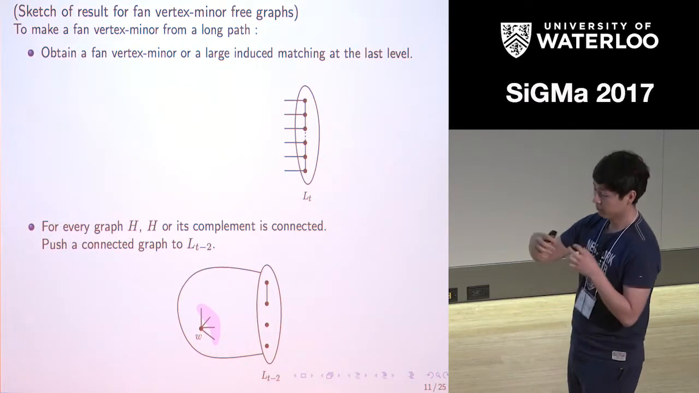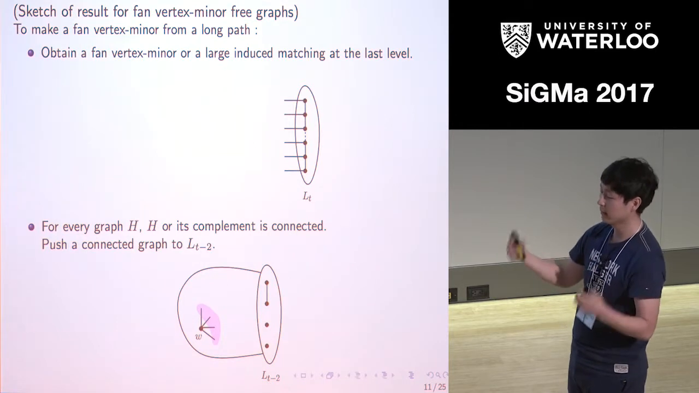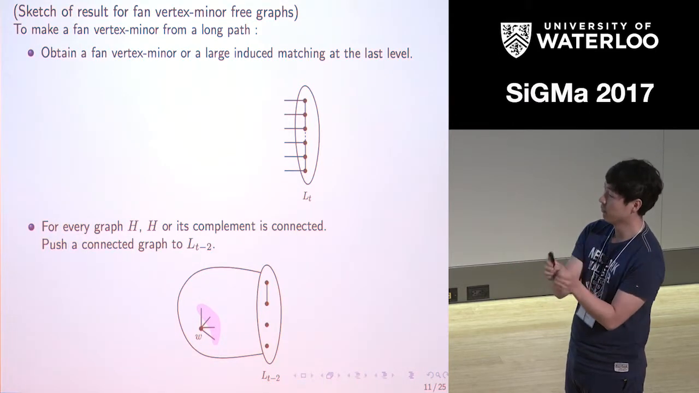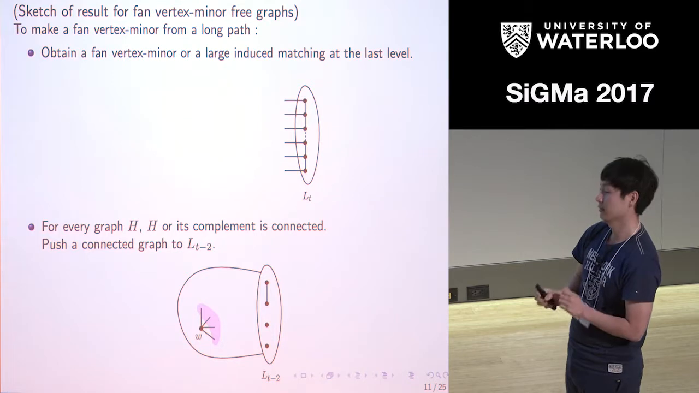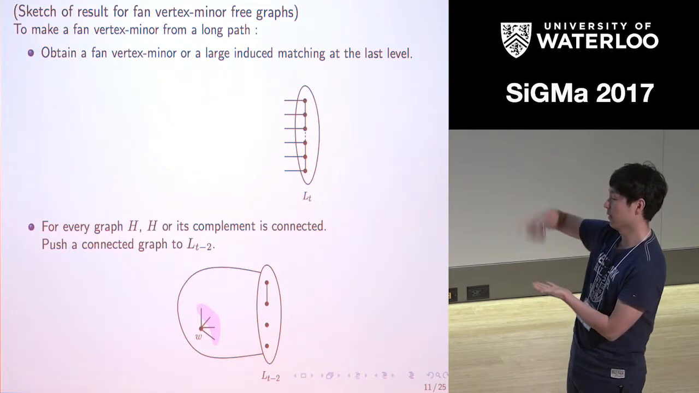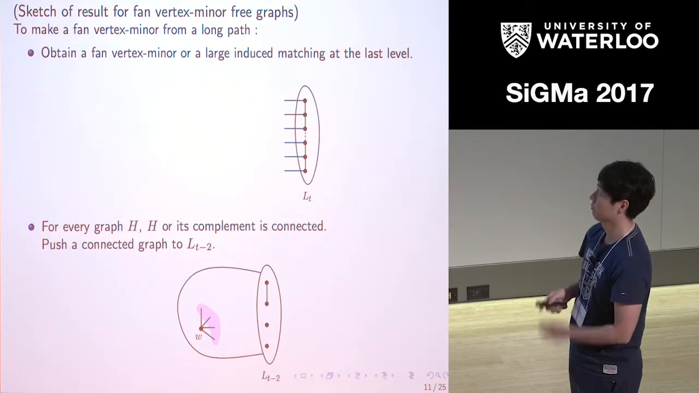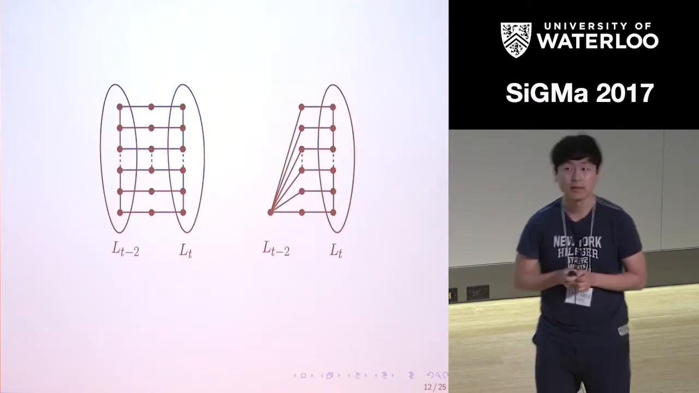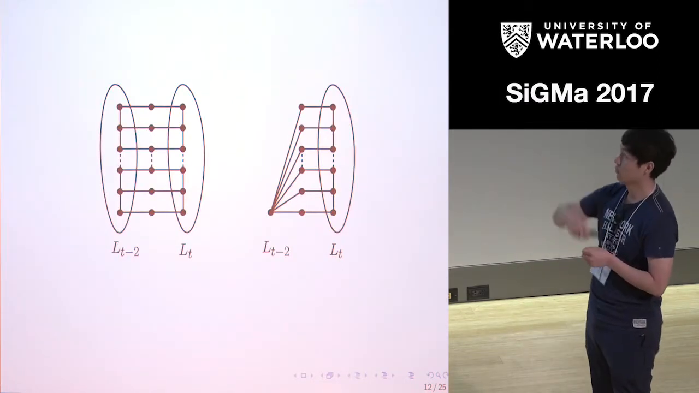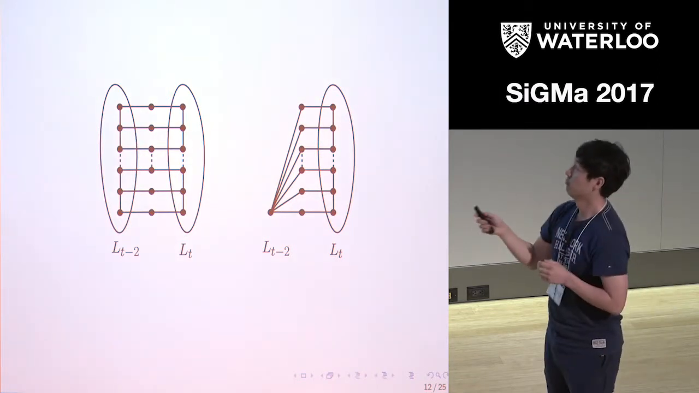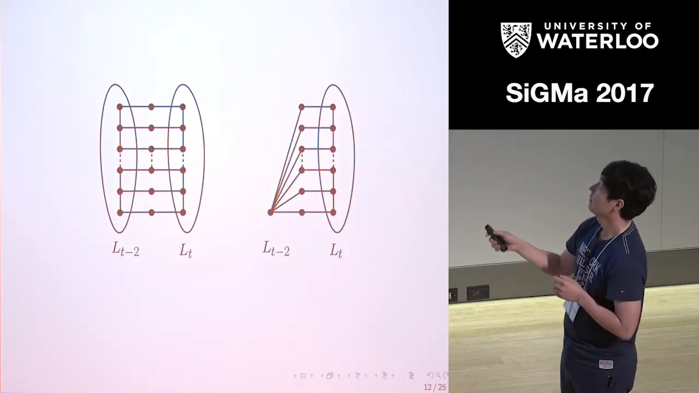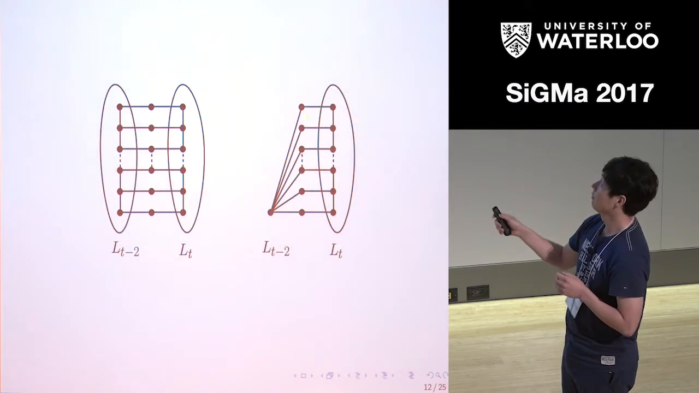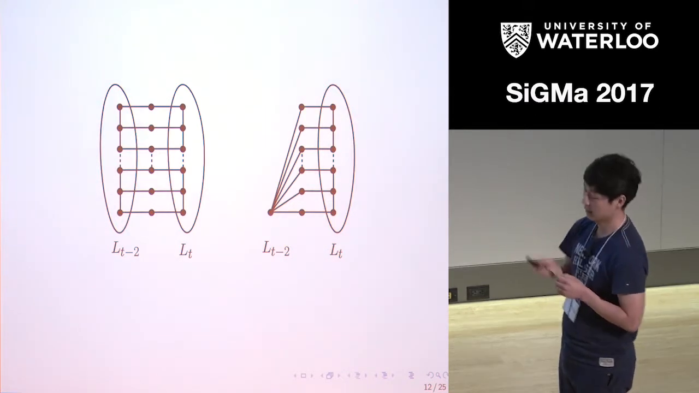Then, preserving the connectedness of this graph, you can remove every vertex on the outside. And then you end up with some connected subgraph of L_{t-2}. And then you do some Ramsey argument on the connected graph, and then you can find some long induced paths. And then this is some special case, and then you can find a fan like this.